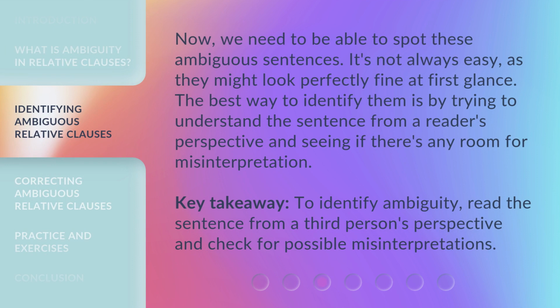Now, we need to be able to spot these ambiguous sentences. It's not always easy, as they might look perfectly fine at first glance. The best way to identify them is by trying to understand the sentence from a reader's perspective and seeing if there's any room for misinterpretation. Key takeaway. To identify ambiguity, read the sentence from a third person's perspective and check for possible misinterpretations.